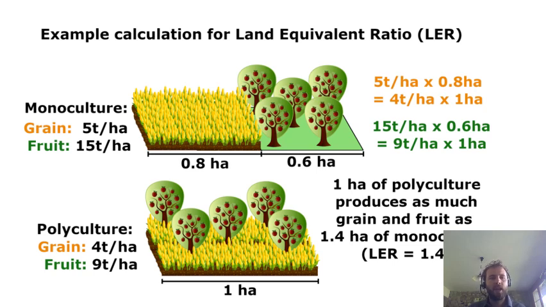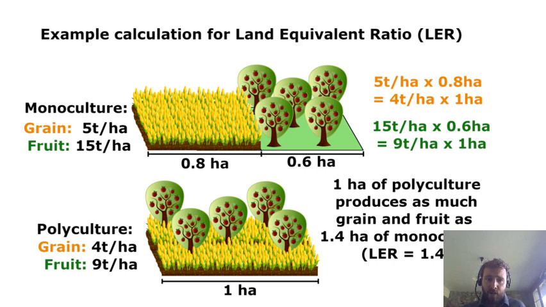So for example, if you get here an association of maize and apple fruits, then if you look only at the maize, you will get 5 ton an hectare in the monocropping. And if you plant it together with apple fruits, you will only get 4 ton an hectare. So you might think it's not interesting to plant it with the apple fruit. But of course, in the case of the polyculture, you get 4 ton of hectare of maize, but you also get 9 ton an hectare of apples. And separately you get 15 ton an hectare of apples if you plant apples alone.